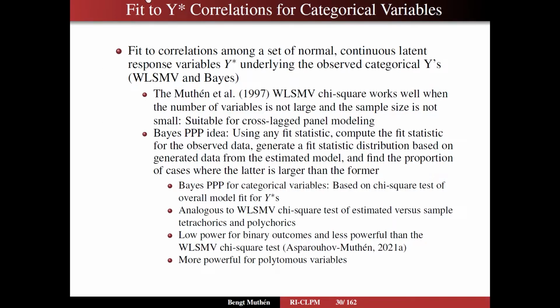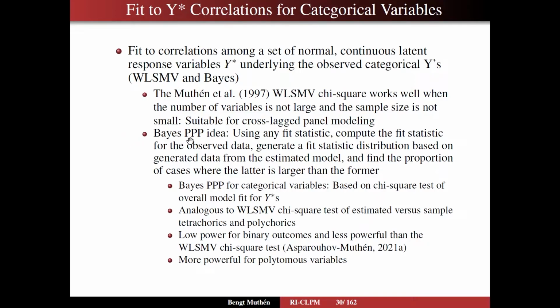First, the fit of y-star correlations. So that states that the WLSMV chi-square works well when the number of variables is not large and the sample size is not small. So that is a perfect case then for cross-lagged panel modeling. Chi-square doesn't work as well when the number of variables increases and the sample size is small.